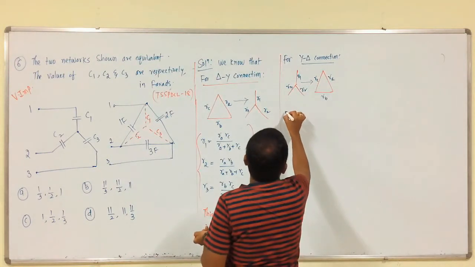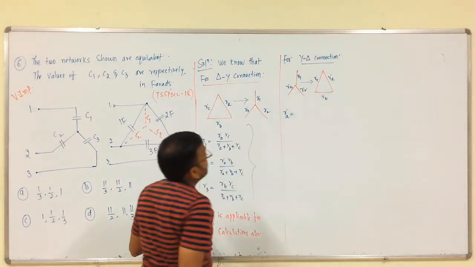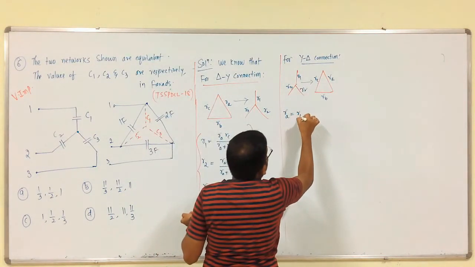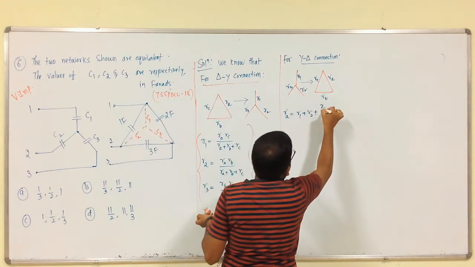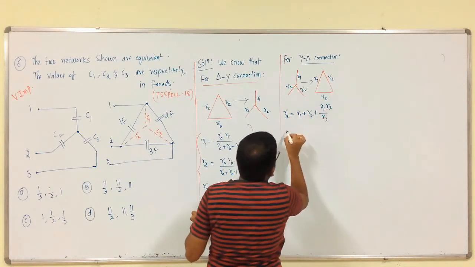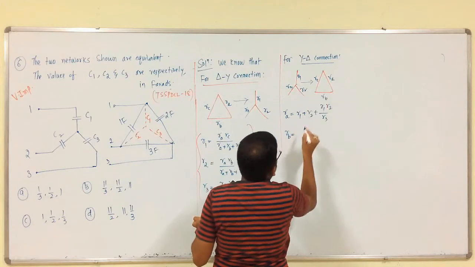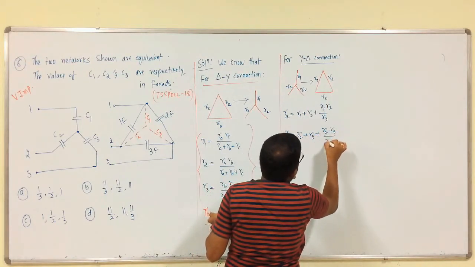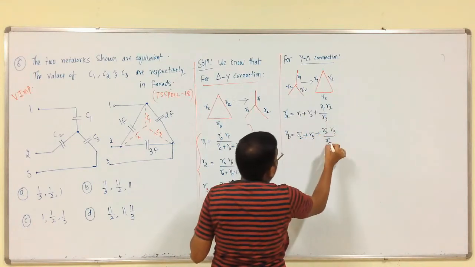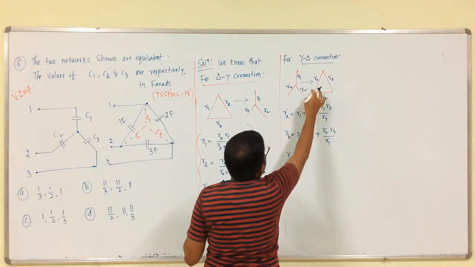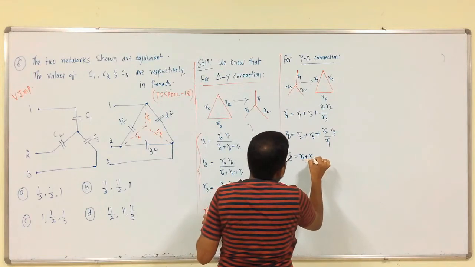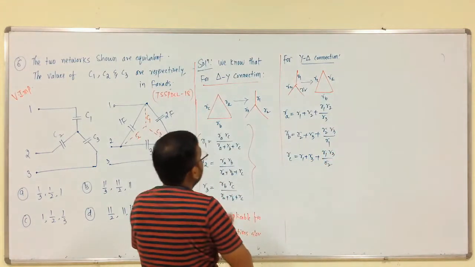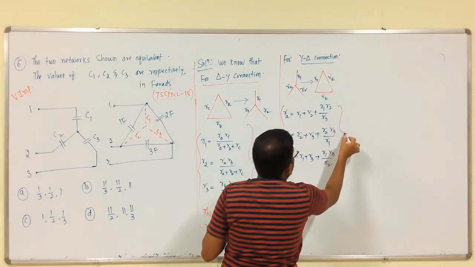So, from this, RA is what? RA is the one present between R2 and R1: R1 plus R2 plus R1 R2 by R3. Like this, RB is equal to what? R2 plus R3 plus R2 R3 by the next opposite branch, R1. RC is R1 plus R3 plus R1 R3 by R2. Clear? We all know this.